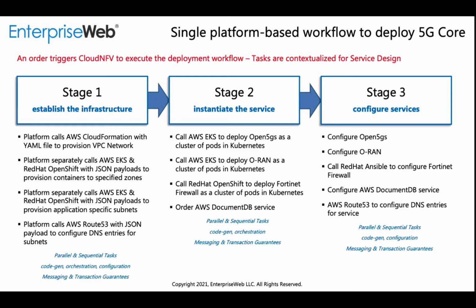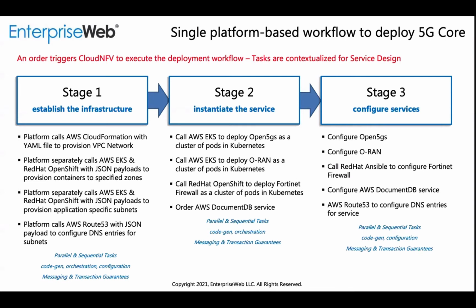The details matter, right? So it's going to be generating YAML files for CloudFormation to provision the VPC network. It's going to generate JSON payloads for EKS and OpenShift, JSON payloads to provision the subnets, and a JSON payload to configure the DNS.